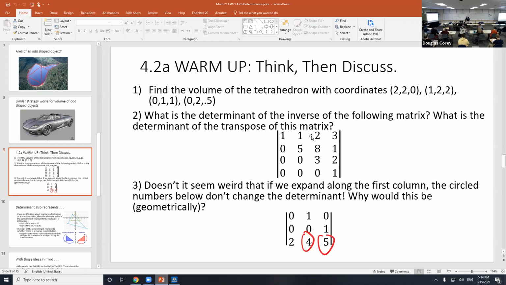So just quickly, if it wasn't clear from the screen, a tetrahedron looks like this. This is a regular tetrahedron. Each of the faces are the same size and shape, but a tetrahedron doesn't have to be regular like this, but this is tetrahedron-ish.